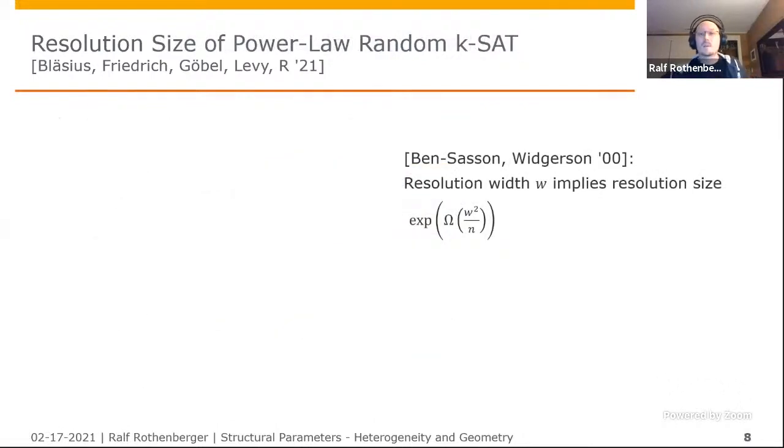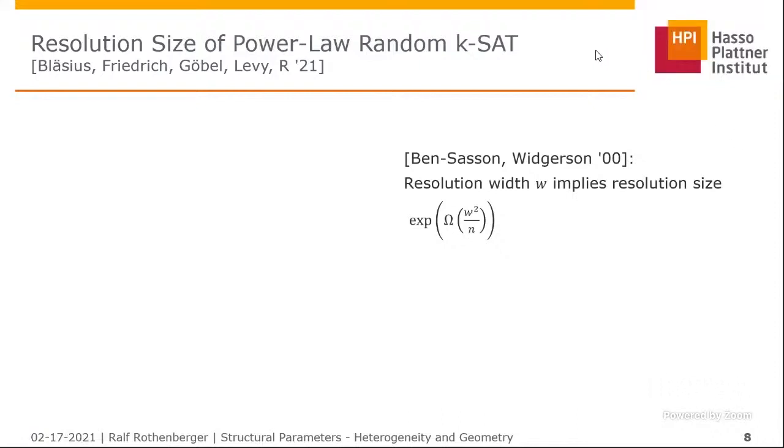As you might also know, from the same paper of Ben-Sasson and Richardson, a resolution width of W implies a resolution size exponential in omega of W squared over n.